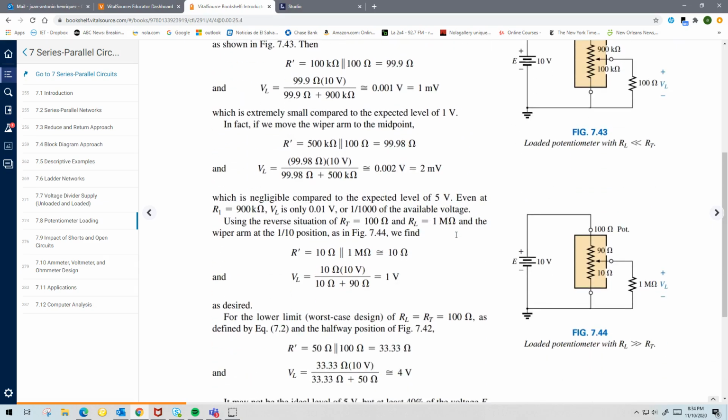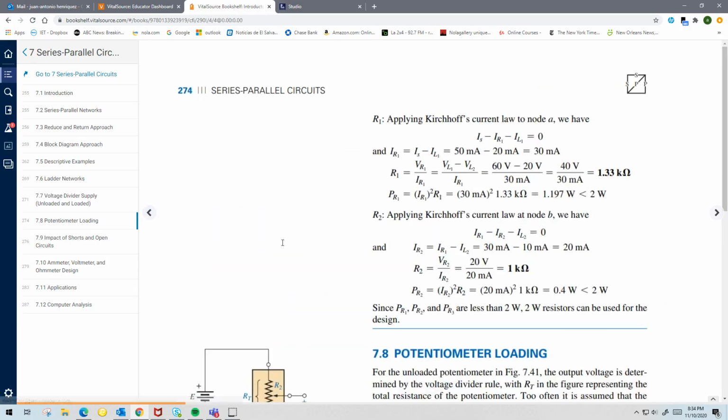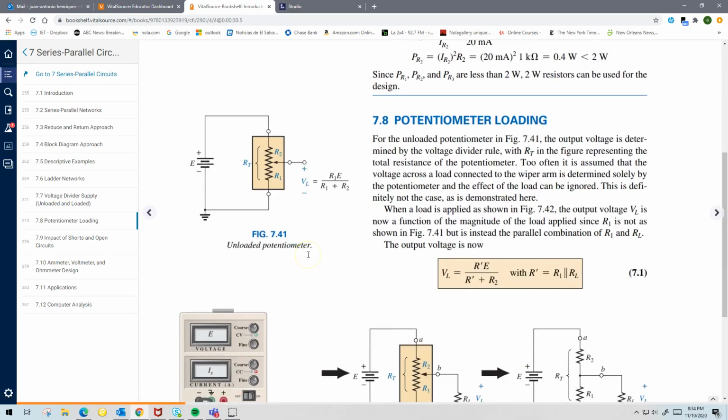Let's look at one using potentiometers. Now remember how a potentiometer works, a variable resistance.